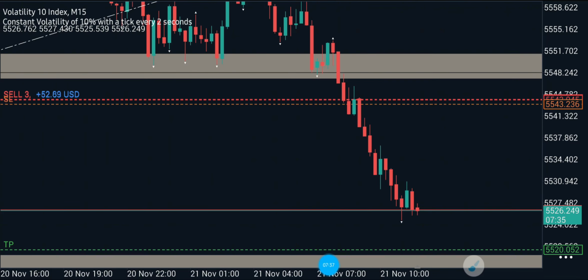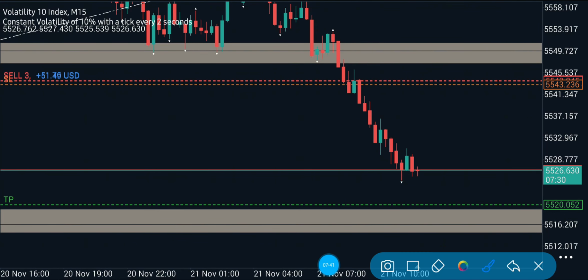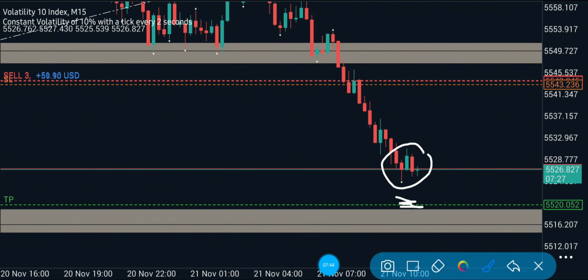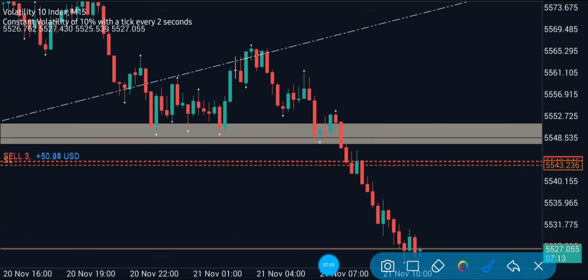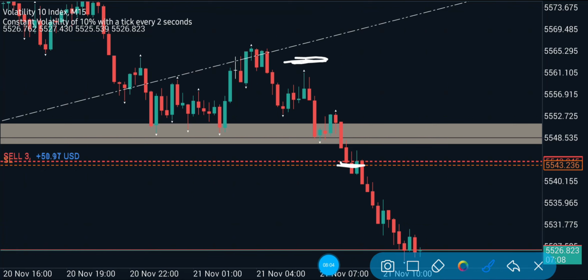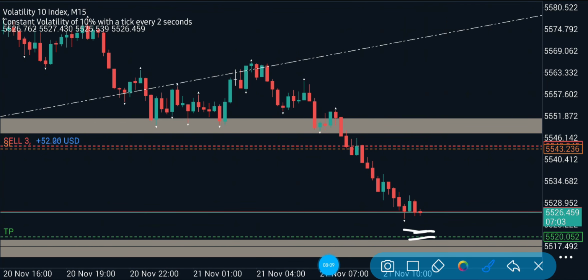And I am expecting the market to hit my TP over here. And as you can see, when the market got to this zone, it is trying to play hard to get. My stop loss was here. My entries were here. And my TP was down here.